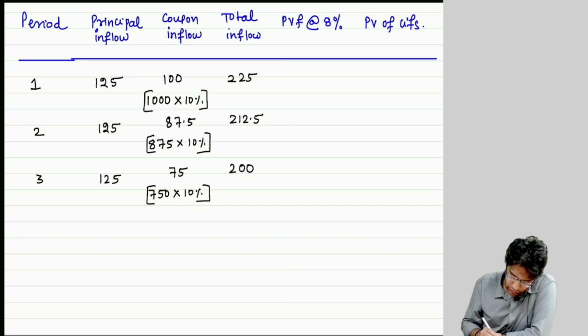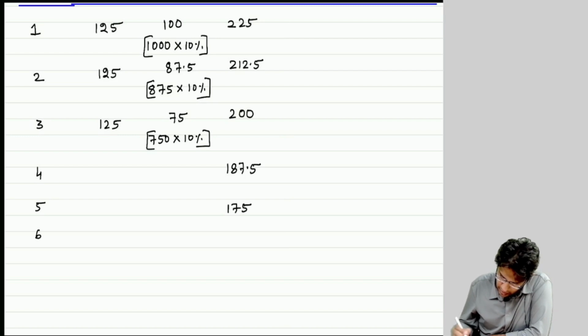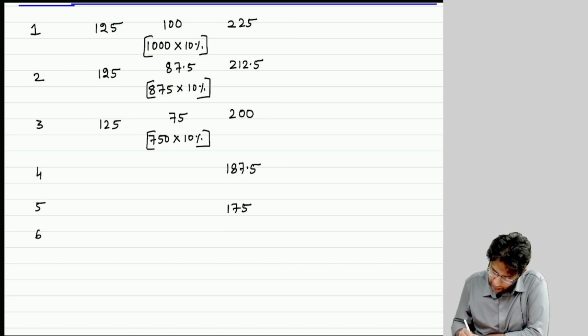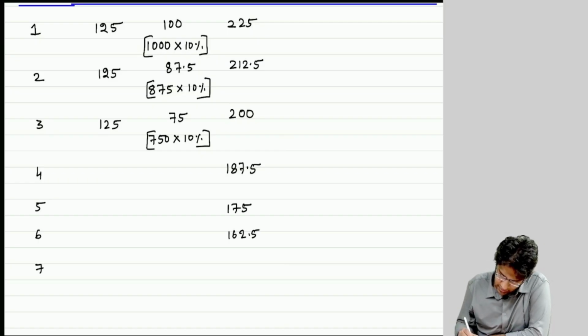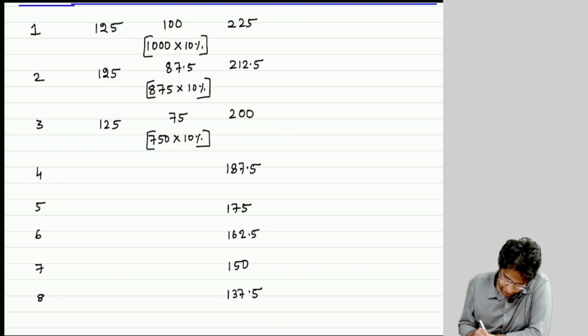So hereafter, don't work out all this. Directly, if you don't have time, sort it out like this: 187.5, 175, after that 162.5, then 150, and finally 137.5. That's it. If you want to fill it up, you can fill it up. There's nothing wrong.